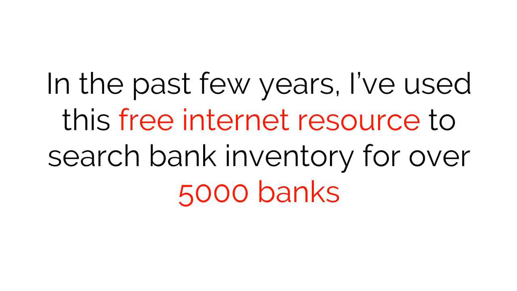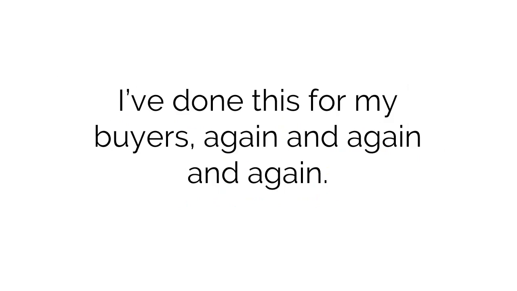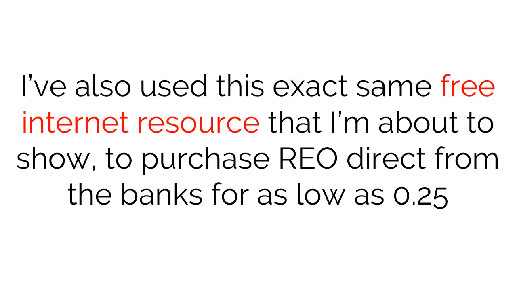In the past few years, I've used this free internet resource to search bank inventory for over 5,000 banks right across the states. I've done this for my buyers again and again and again. Every time I get an email for some inventory, whether it be residential or commercial or construction or agricultural, I just open up my iPhone. I'll log into the bank inventory database that can search over 5,000 banks, right? I search for the state and city that my buyer is interested in, and I tell him exactly what I've got. Then, as the process moves forward, I can simply contact the banks and start the deal process.